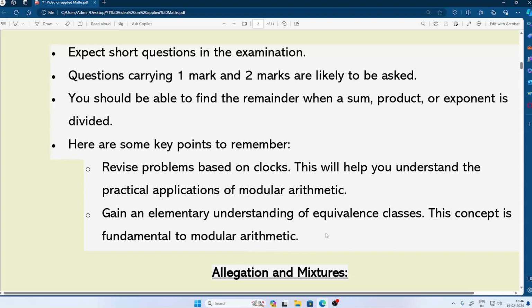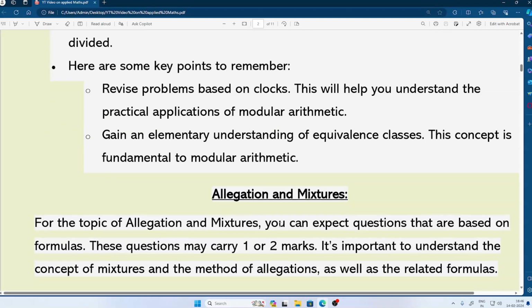Elementary understanding of equivalence class is required. Very difficult questions you don't expect from there. And the concept is fundamental to modular arithmetic. Equivalence class, you better revise at least once again before the examination.